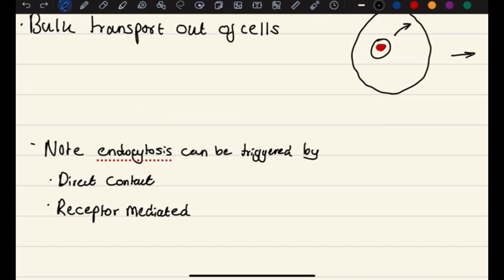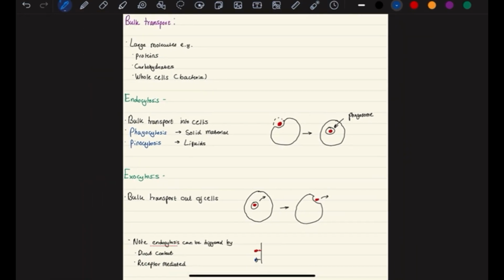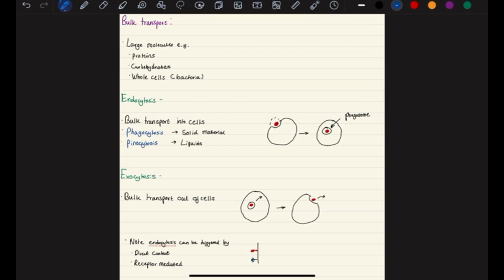Just know that endocytosis can either be triggered by direct contact. So say that this is my cell, say that this is my invader or my whatever it is, and that's literally just come onto that. Or there's also potential for there to be a receptor there, and then it binds to the receptor, and then the cell's like, oh shoot, we've got to engulf this guy. Yeah? That is our methods of transport across membrane.